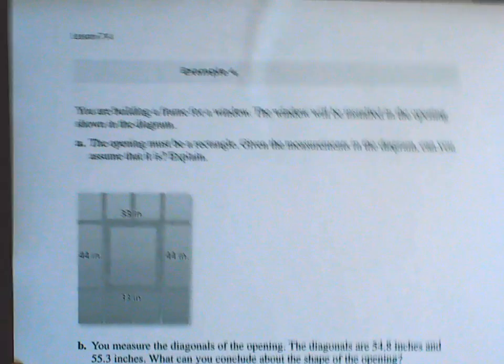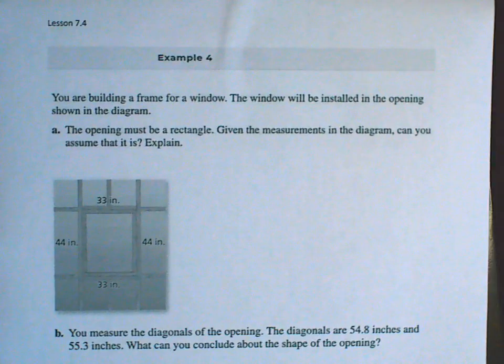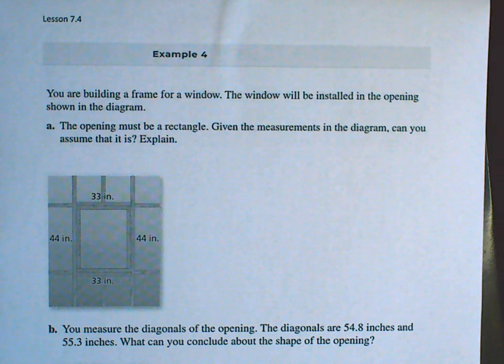Let's look at example number 4. And there's 2 parts to this one. So let's look at the first part. You are building a frame for a window. The window will be installed in the following opening. The opening must be a rectangle. Given the measurements in the diagram, can you assume that it is?